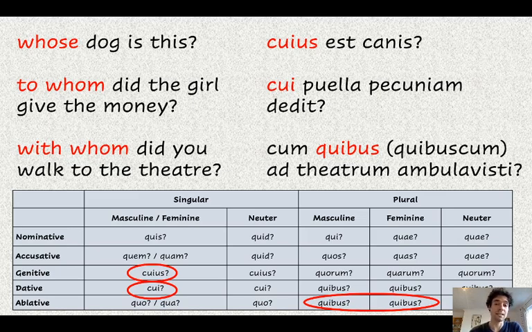So as we have seen, the interrogative pronoun has different cases. We need to be very careful when we translate it. And we need to be very careful when we try and identify the case of the interrogative pronoun. Do not forget to look at the table and be careful with singular and plural.